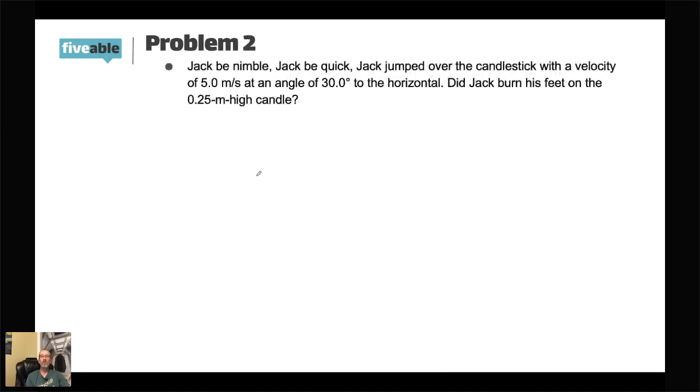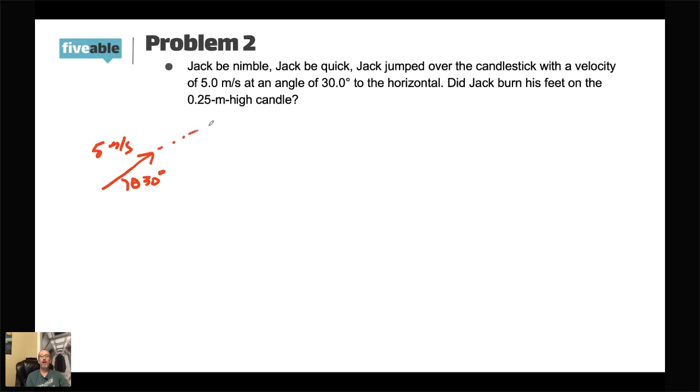Jack jumped over a candlestick and did that with a velocity of 5 meters per second. The angle that we have here is 30 degrees. And they want to know, does Jack burn his feet on the 0.25 meter high candle?